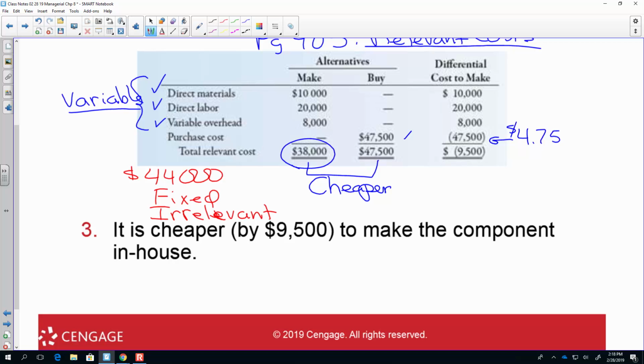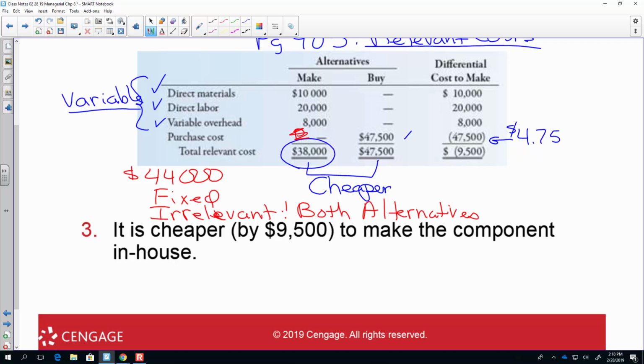The assumption is, remember, we said depreciation is there no matter what. Whether I make or buy it, depreciation is there. Since depreciation is under both alternatives, we don't include it, because the 44 would be under both columns, make or buy. We can't get rid of the expense because it's already done. It's a sunk cost.